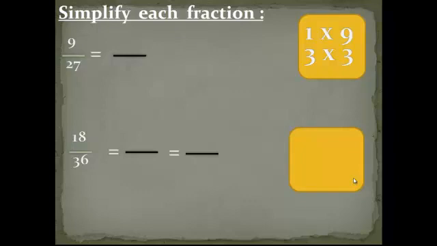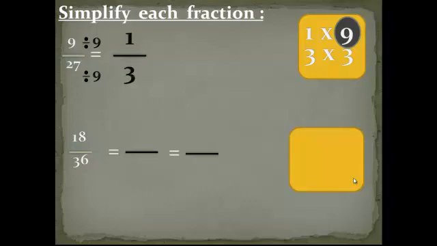Yeah, 9. After we choose the biggest number, we are going to look at the denominator, which is 27. Is there any number in table 9 equal to 27? Yeah. So we are going to divide the numerator and the denominator by 9. So 9 divided by 9 is 1, and 27 divided by 9 is 3.